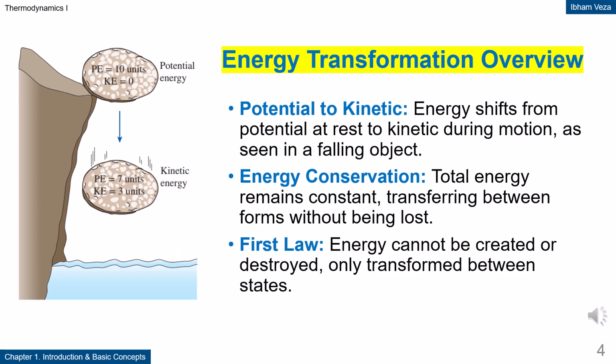Energy Transformation Overview. Energy can change from potential energy to kinetic energy when an object moves. Although the form changes, the total amount of energy remains constant according to the conservation law. This principle is formally stated in the first law of thermodynamics. The falling object example shows how energy is transferred without being lost. This concept is the basis for analyzing all energy systems.